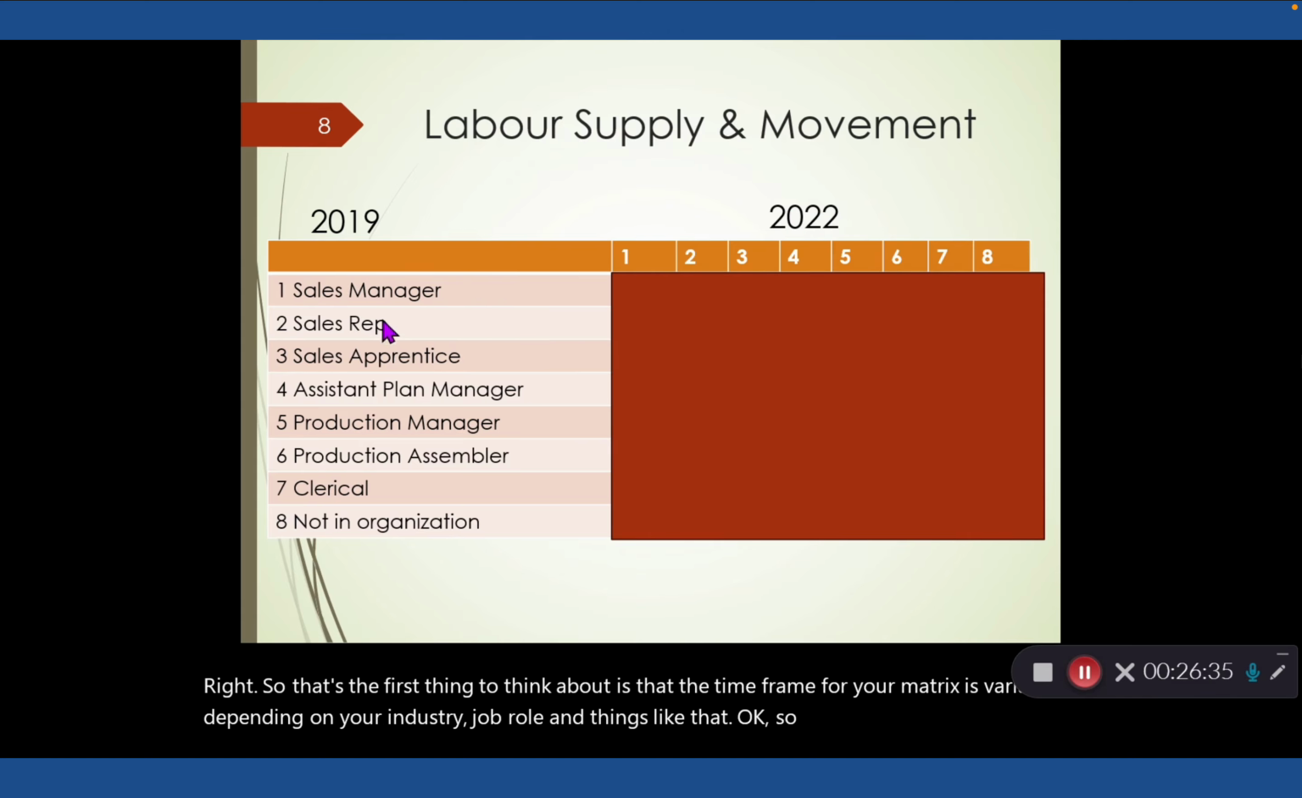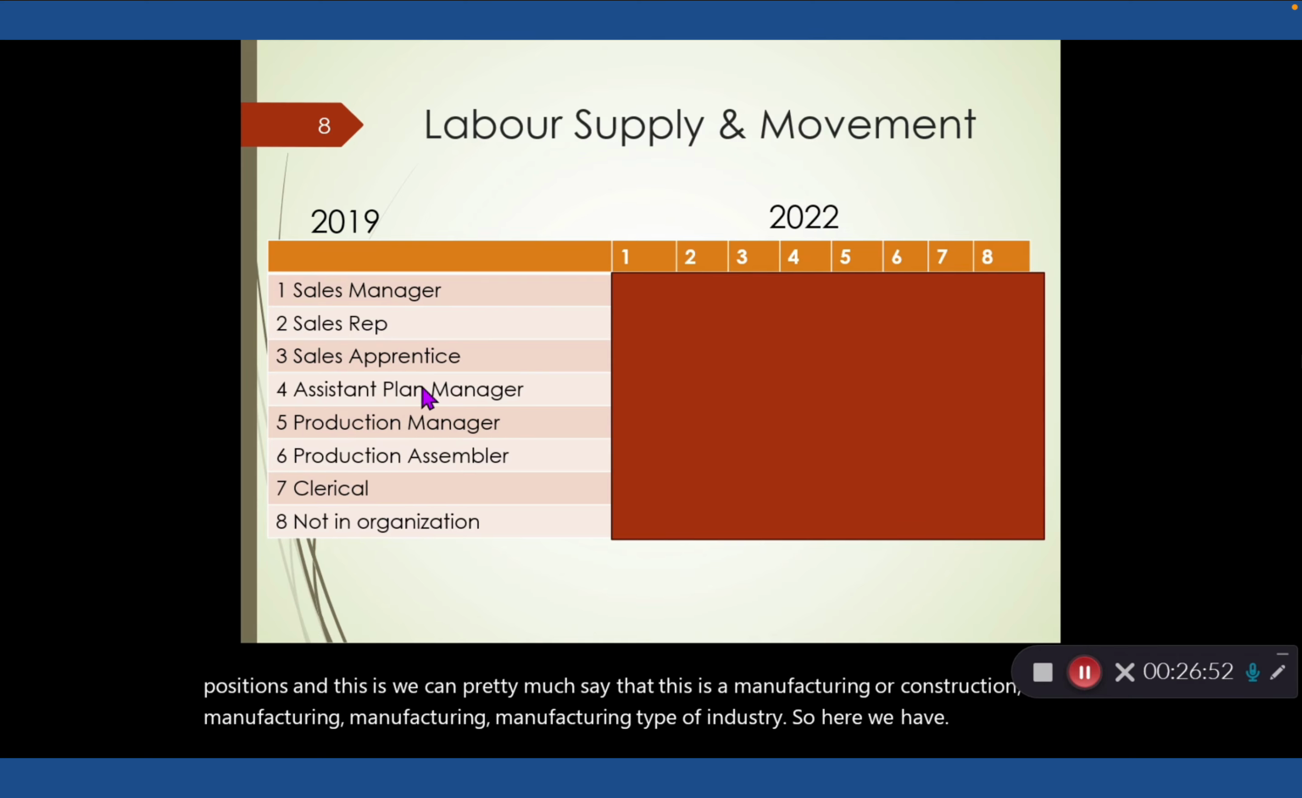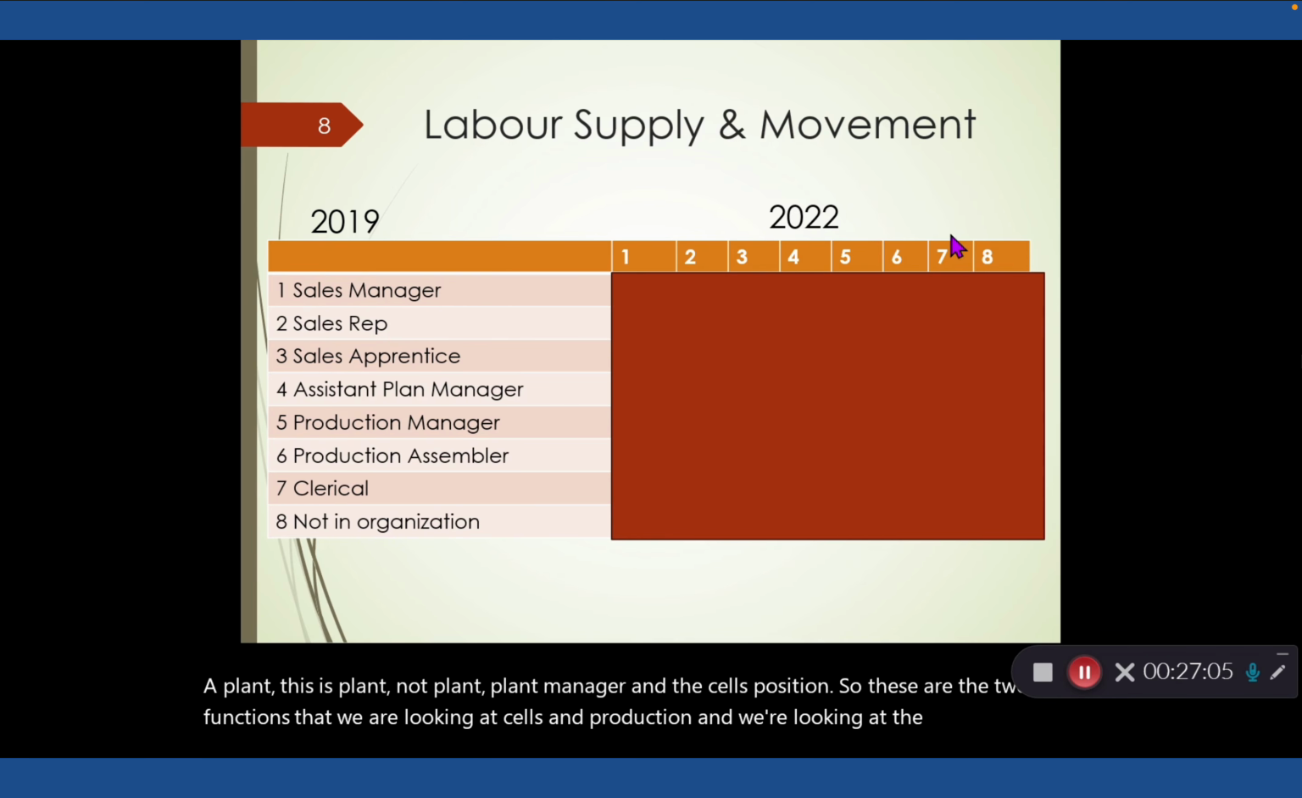Okay, so this matrix, we are looking at 7 positions, and we can pretty much say that this is a manufacturing type of industry. So here we have a plant manager, and the sales position. So these are the 2 functions that we are looking at, sales and production. And we're looking at the time frame of 2019 to 2022.